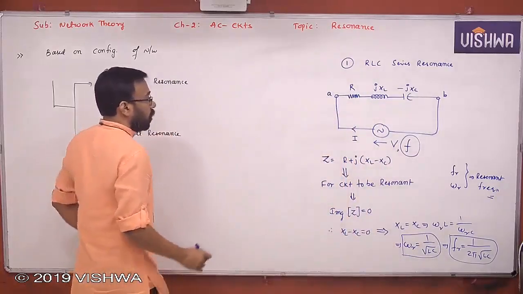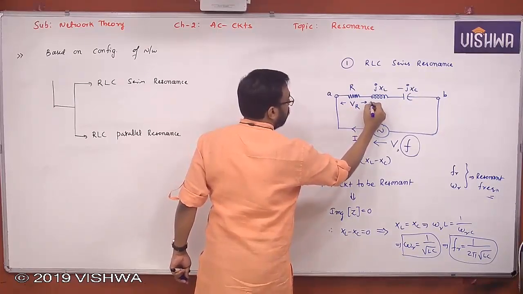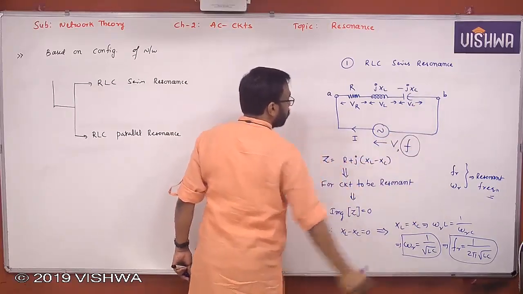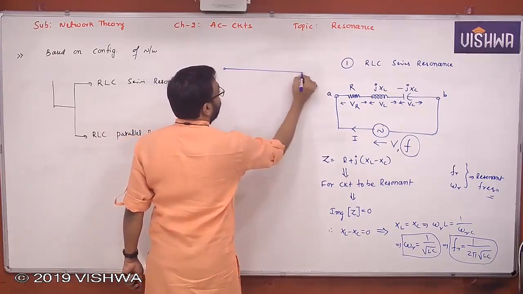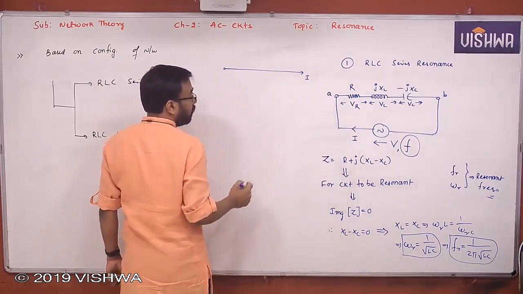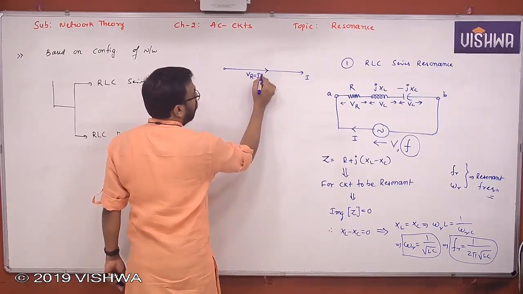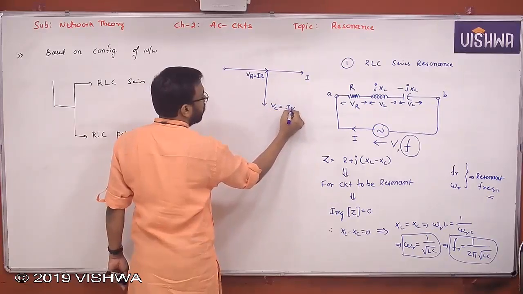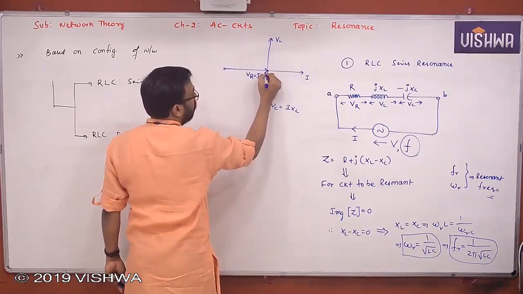You also know that this is VR, this is VL, and this is VC. Yes or no? In the phasor diagram, this is I, because I is taken as the reference in this context, since it is a series circuit. So this is VR, I into R. This is VC, I into XC. And this is VL. Okay?